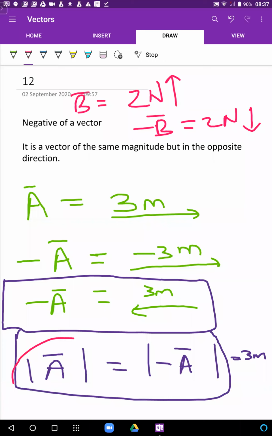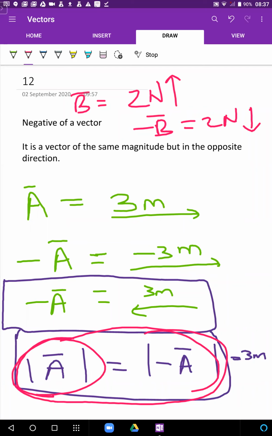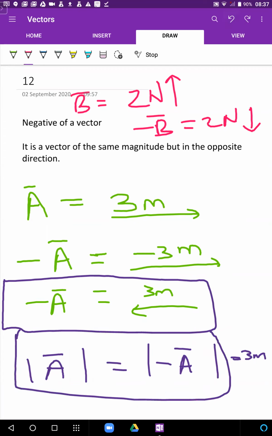Okay. What did I write below here? Remember, mod means magnitude. So I'm saying the magnitude of the A bar vector and the magnitude of the minus A bar vector. Both those magnitudes are the same. Both are 3 meters. The mod sign means magnitude. So the magnitude of A bar is 3 meters and the magnitude of minus A bar is also 3 meters. They are both 3 meters because magnitude never has the minus sign.